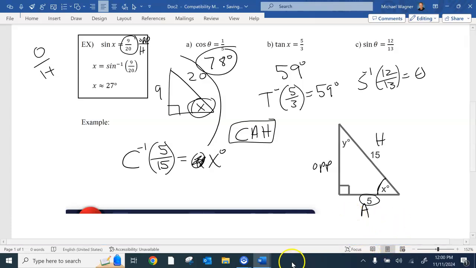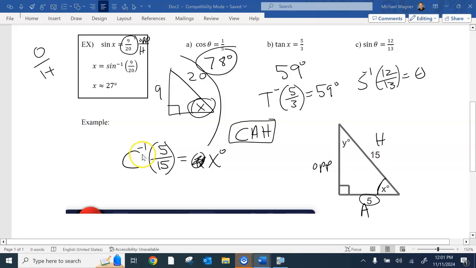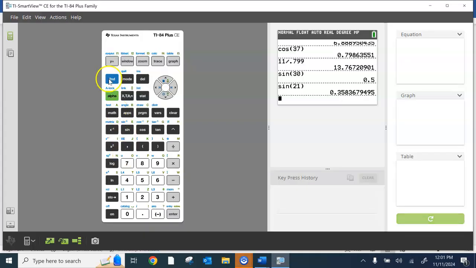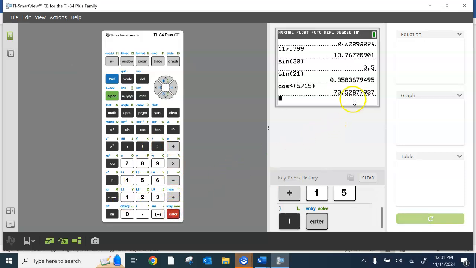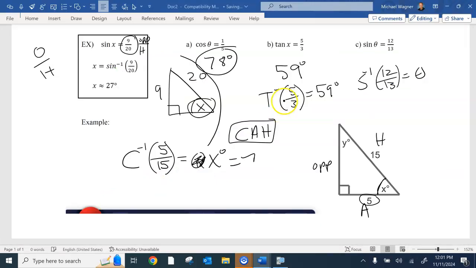So we're going to get our calculator out. And we're going to go inverse cosine, which is going to be, again, second cosine, and then we're going to go 5 divided by 15, parenthesis, enter, and we get 70.5, which rounds to 71 degrees. So there you go. So that means that x is equal to 71 degrees, this angle over here.